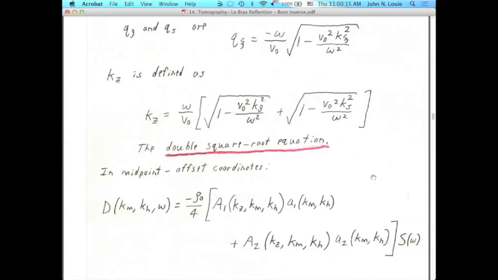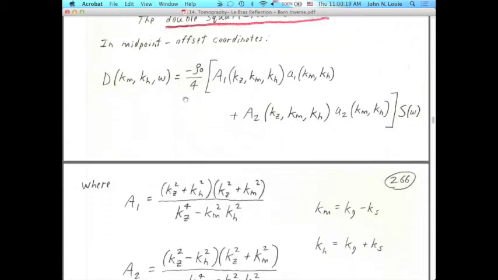All right. So now we could write it down in midpoint offset coordinates as well. So we could get the data in terms of km, k sub m and k sub h, midpoint and half offset. It's still omega. And so we have this kind of hairy A1 factor and A2 factor, which depend on kz, km, kh. This is kind of our AVO, right? This depends on midpoint, depends on where the scatterer is and what the offset is, right? So the A1 is going to depend on km and kh, and A2, which is delta rho over rho, also depends on km and kh.